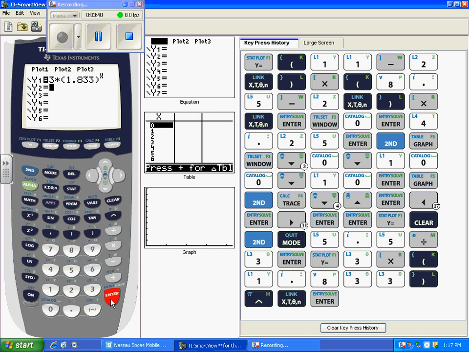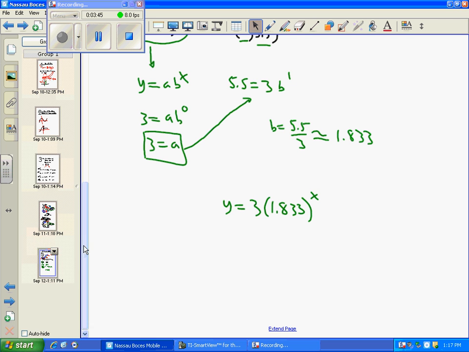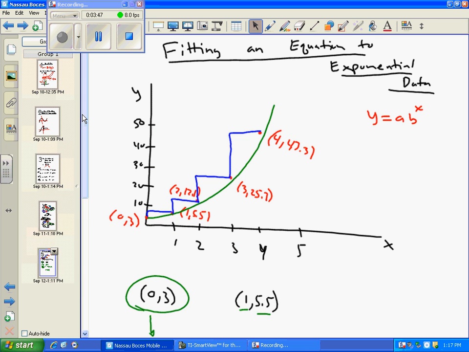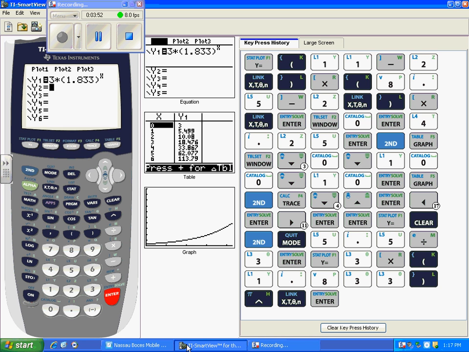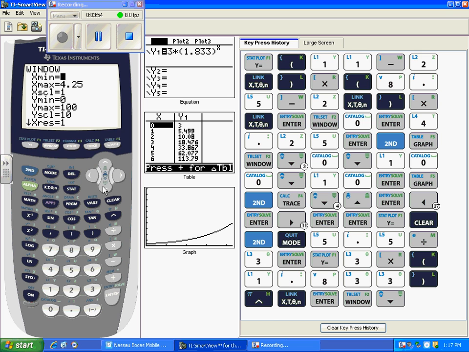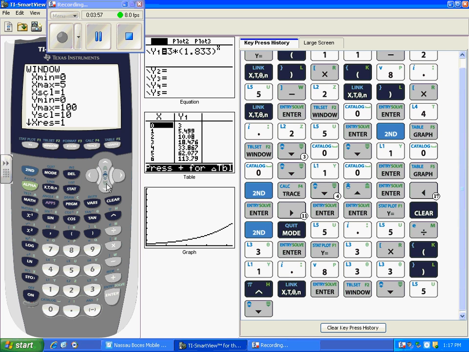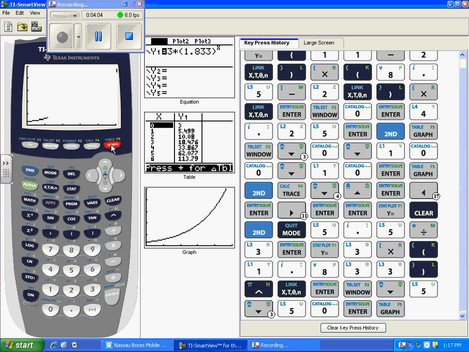Hit enter. As far as a good window, we look back at what we originally drew. When we started this problem, we were like 0 to 5 on the x-axis, looked like 0 to 50 on the y-axis. So that's what I'm going to do here. I'm going to go to Window, 0, 5, y max, I'll make that 50, and we'll take a look at the graph. And it certainly has the curve. It looks like the green picture I drew on the other one. I'm going to type in some of the points and see how we did. I'm going to hit trace. I'm going to do 2 enter.